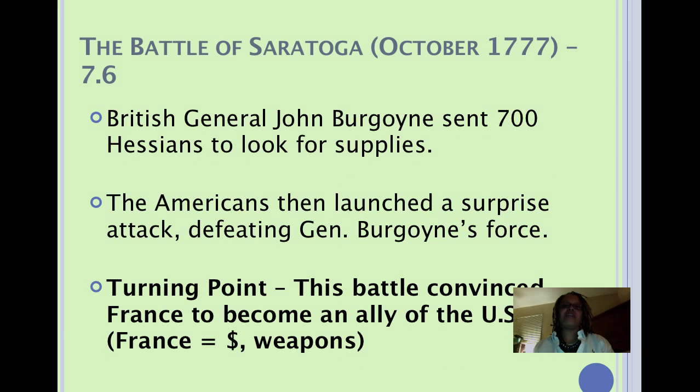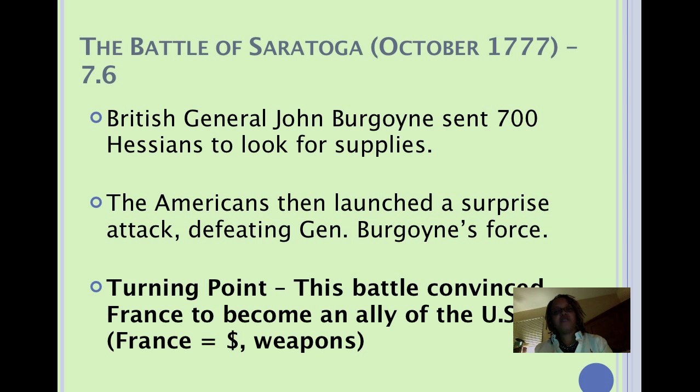So, the Battle of Saratoga, this happened in October of 1777. This is a very big battle. The British general sent 700 Hessians to look for supplies. The British are running out of things, so he's like, you've got to go get some supplies for us. The Americans launched a sneak attack, defeating the Hessians who were looking for the supplies. This was actually a turning point.